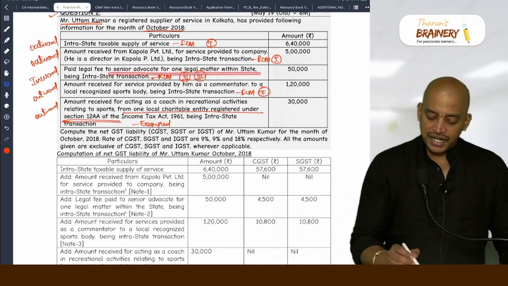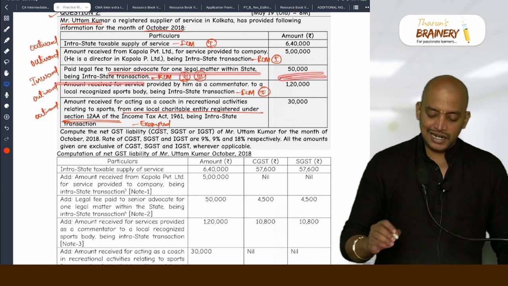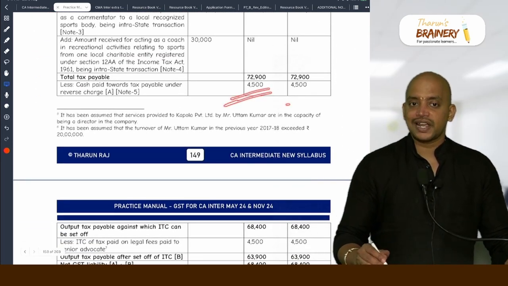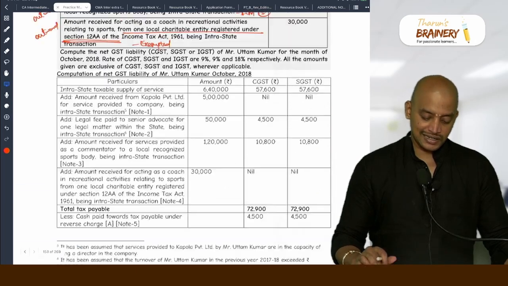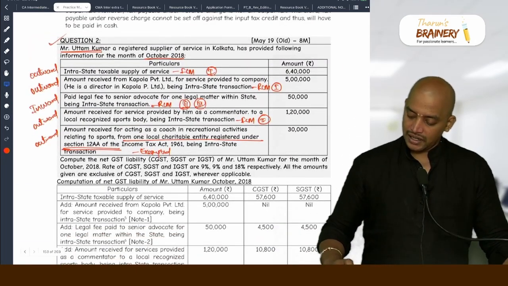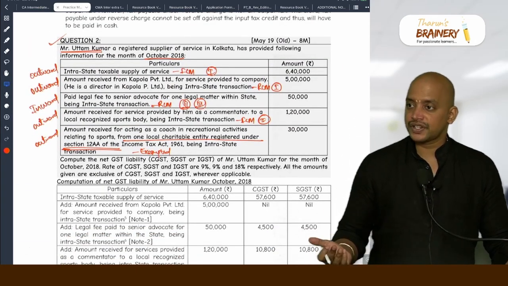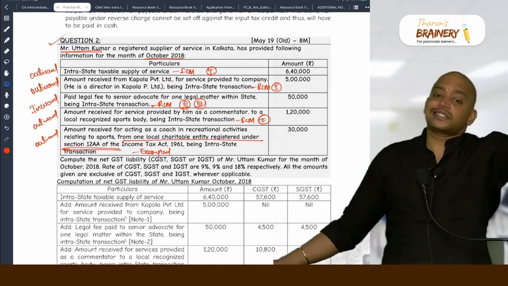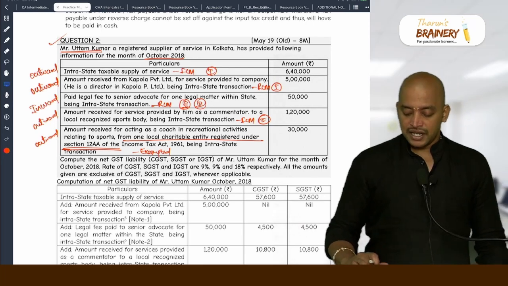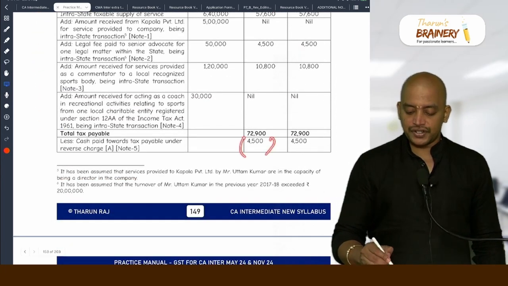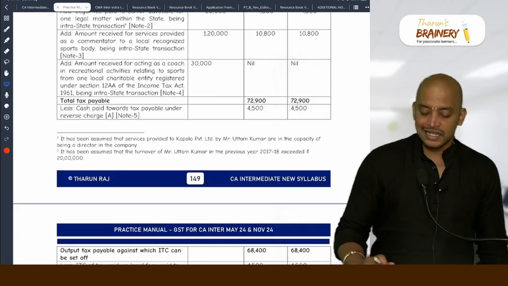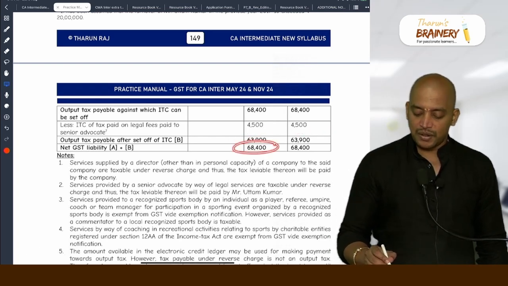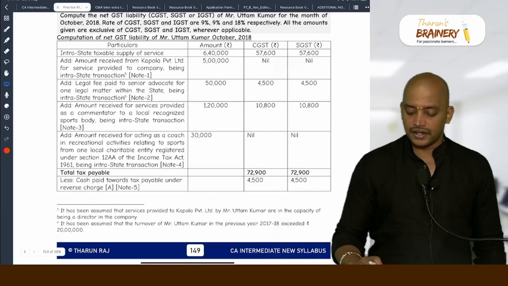Paid legal fee to senior advocate, 50,000, intrastate. So 50,000 into 9% and 9%, that is 4,500, 4,500. That is the RCM liability, and that RCM liability we can adjust against the FCM liability. So 4,500, 4,500 we are adjusting against this. Again we are adding the RCM liability. So the net GST payable will be 68,400. Understood?